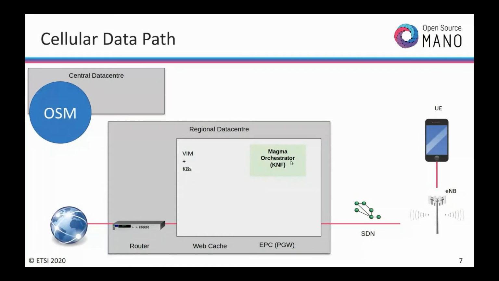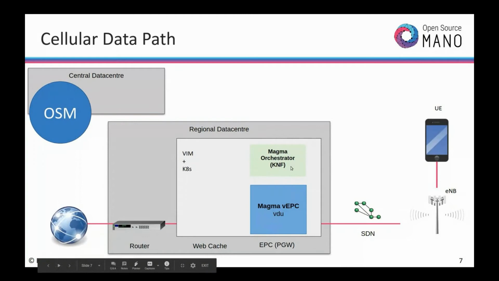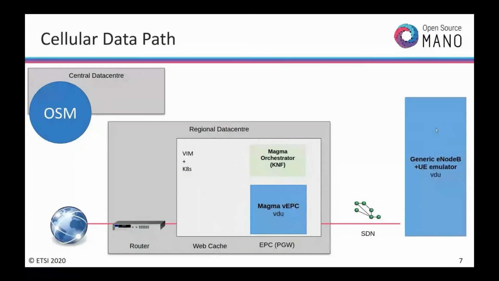I should say the Magma orchestrator is a management interface for Magma, and the VEPC is the software that actually does the switching and performs all the network data path, basically. So we're going to be deploying this VEPC as a series of VMs. Over here, the radio and cell phone are also going to be deployed as virtual data units, or VMs.